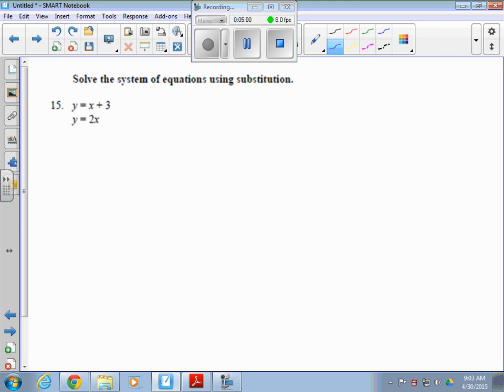Number 16 says to solve this one using substitution. We got away from this for a while, but remember, anytime you're using substitution, often it's helpful if you write the problem side by side instead of stacked on top of each other. Y equals x plus 3 and y equals 2x. It's not necessary, it's just helpful sometimes.